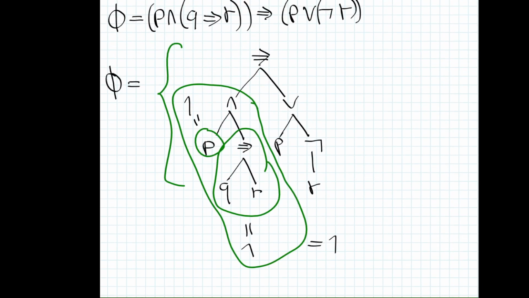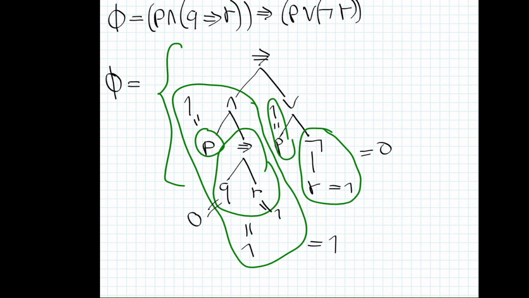Next, we can evaluate the second part. So what did we say that R was? We said that R was 1 and Q was 0, right? Shouldn't have erased that, but hey. So if R is 1, then the negation, correct, will result in 0. Now P is 1.